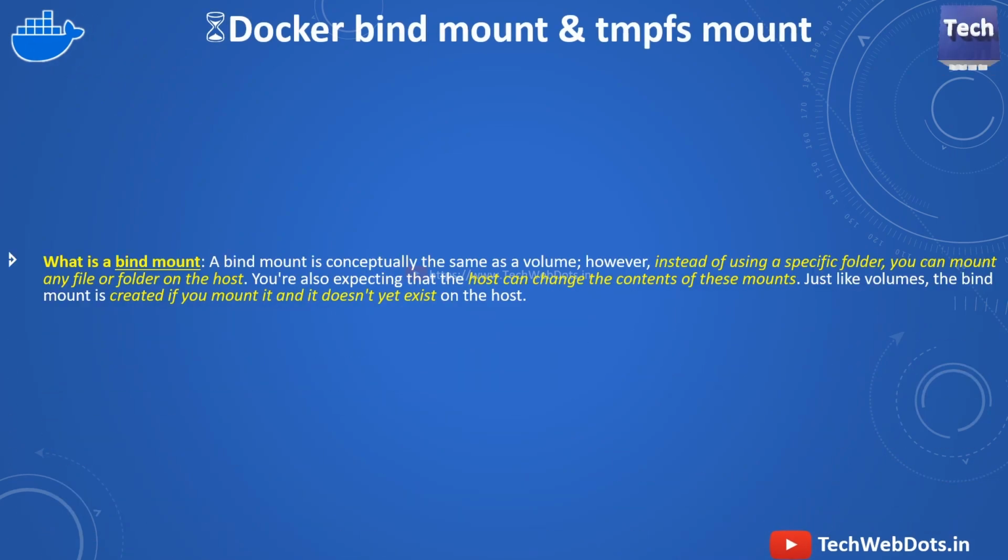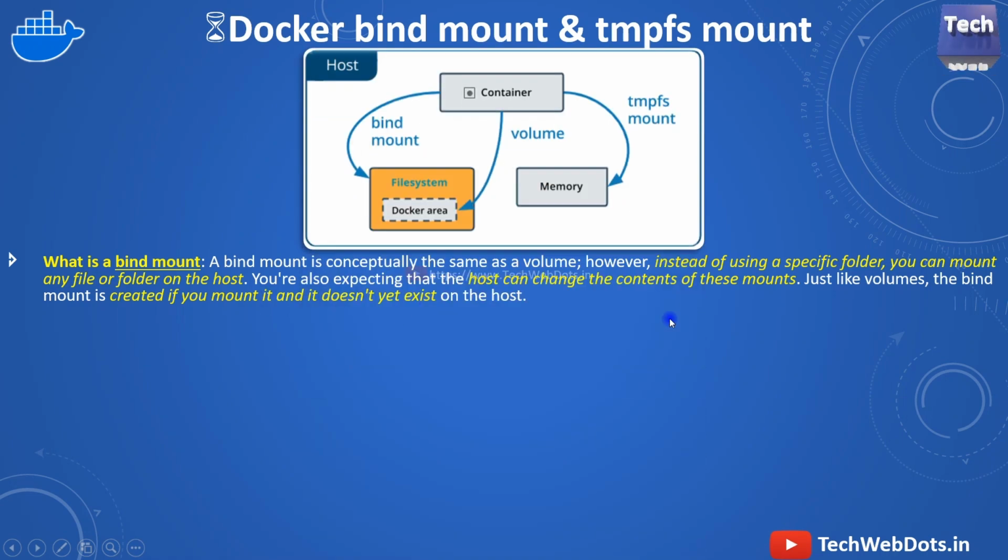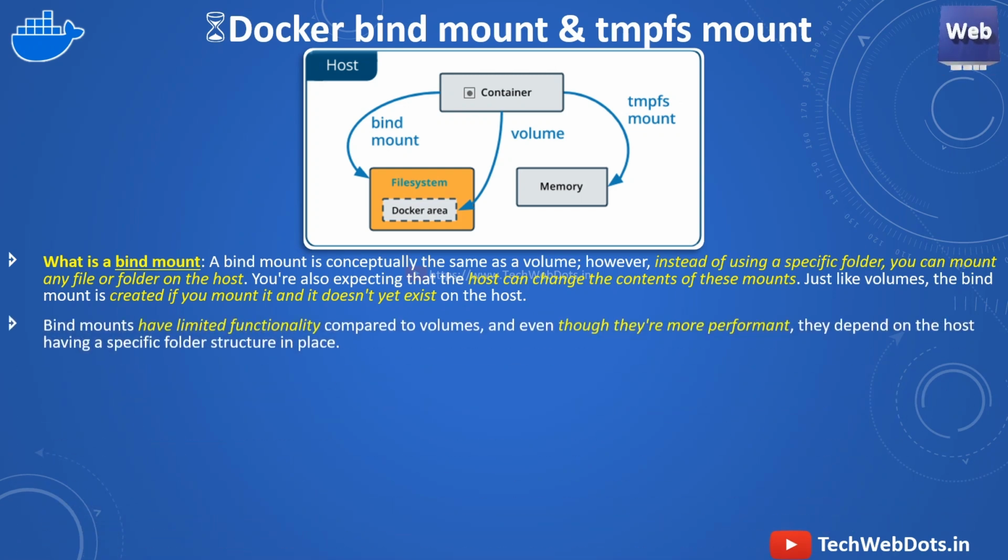So you must be thinking, what is a bind mount? A bind mount is conceptually the same as the volume we learned in the previous section. However, instead of using a specific folder, you can mount any file or folder on the host. You are also expecting that the host can change the content of these mounts. In the volume that was not possible, but in the bind mount it is possible. Just like volumes, the bind mount is created if you mount it and it does not exist yet on the host. At the time of mount, it will be created automatically if it does not exist previously.